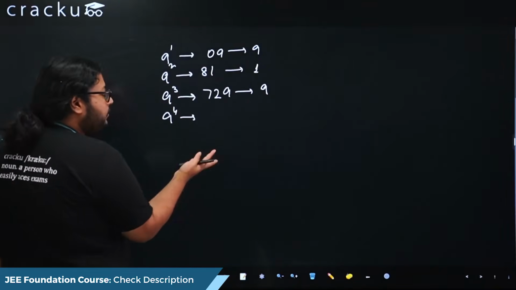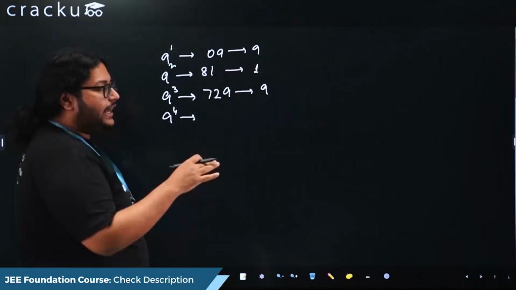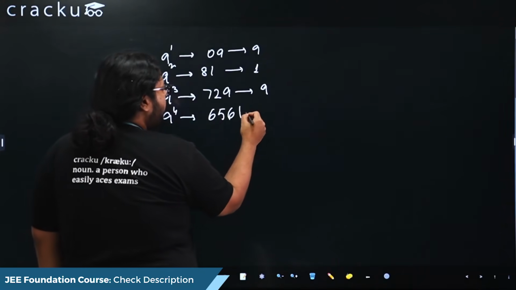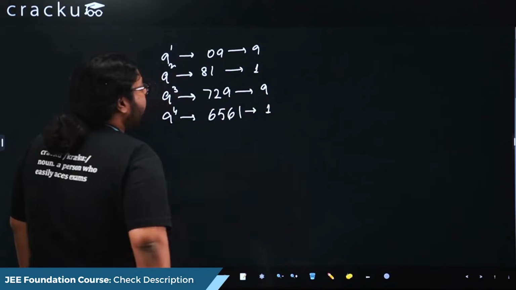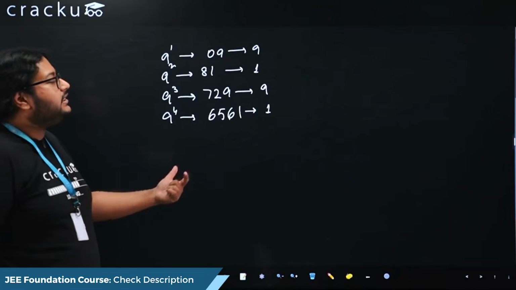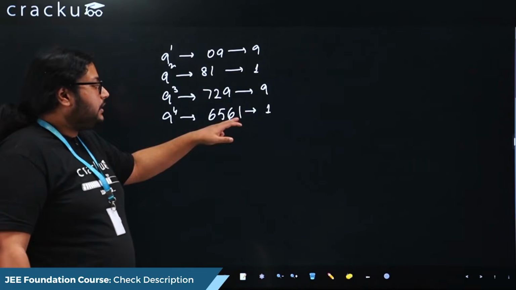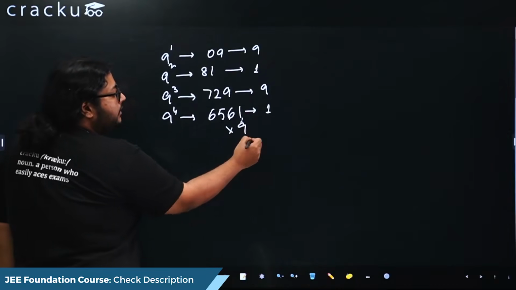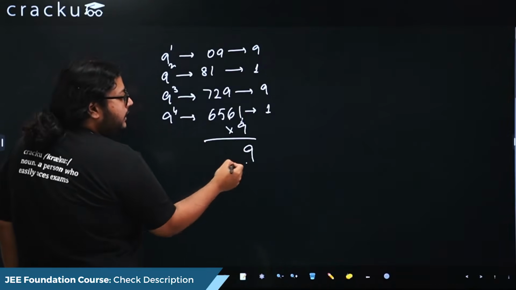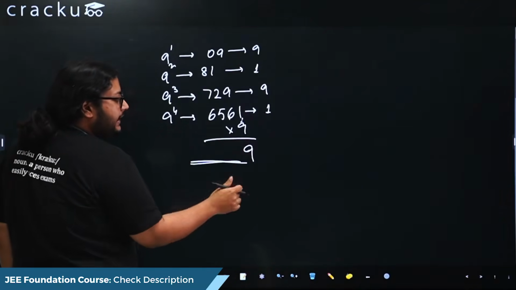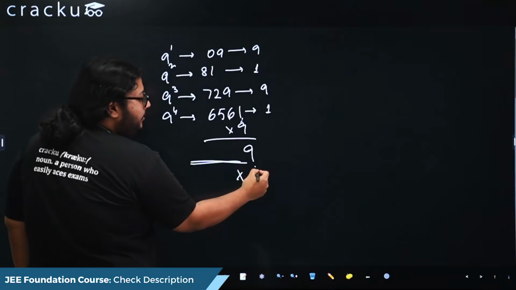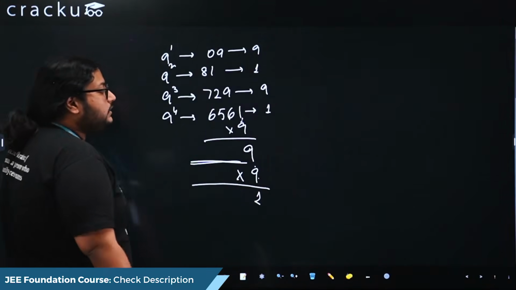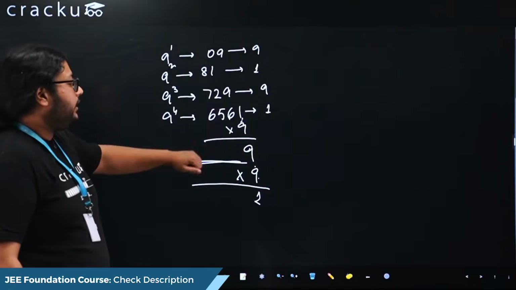9 to the power 4 is 729 into 9. I think that is 6561. So the units digit is again 1. And if you notice, this pattern is going to repeat forever. Because whenever a 1 comes, the next number is into 9, so this one ends in a 9. After that, when I multiply with a 9, 9 9s gives me 81. So this pattern will continue forever.